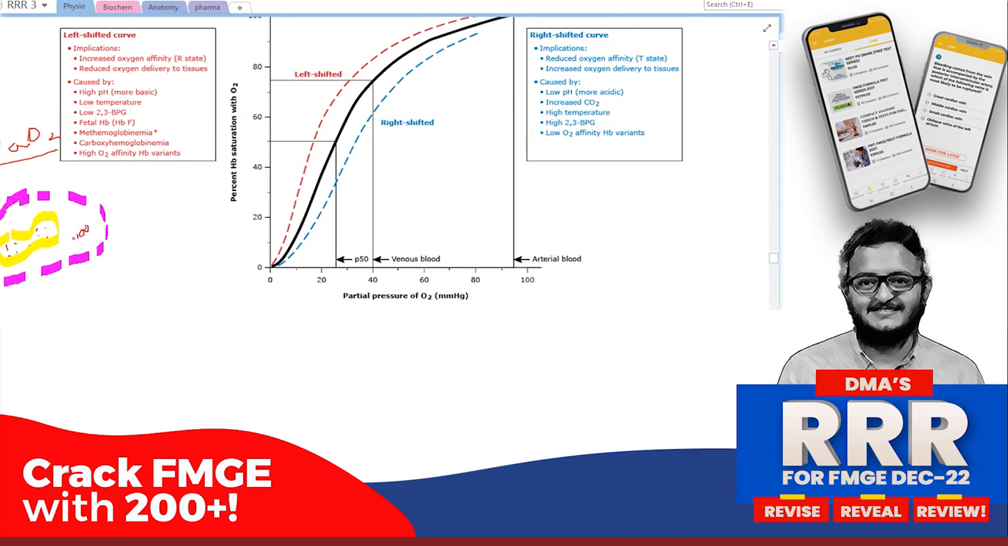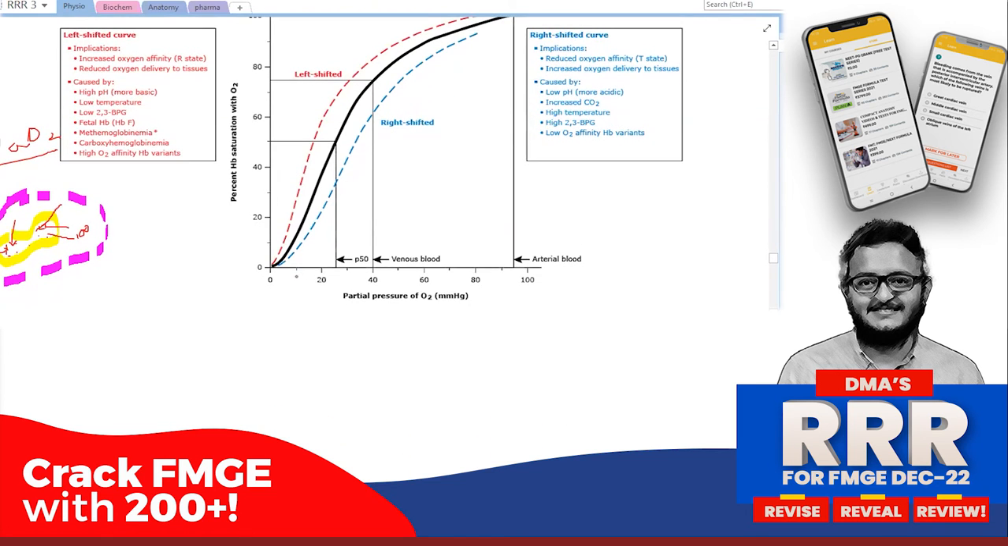So what will happen? All the oxygen will go and bind to what? To hemoglobin. They will go and bind to the hemoglobin. This is good, that at 100 partial pressure, all oxygen should go and bind with that particular hemoglobin.